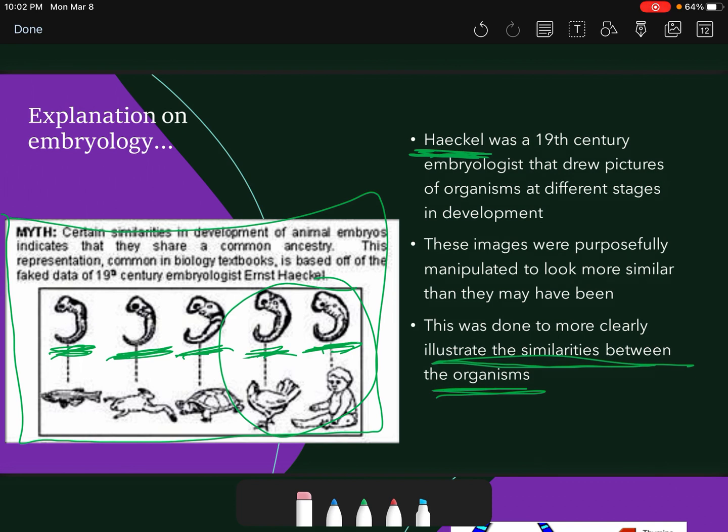So I wanted to really show you guys that this is an area of evolution that people will try to attack and try to say that it is fake because of these images. These images are not fake. They were just purposefully manipulated by a scientist in the 19th century to try and illustrate the similarities between the organisms much more clearly than just by looking at them with the naked eye.